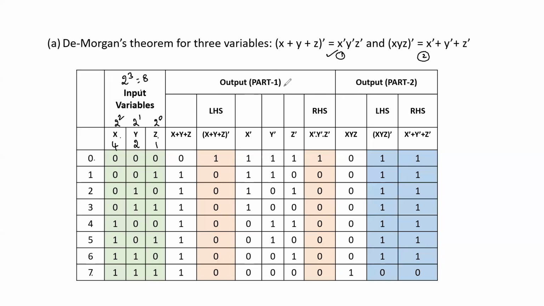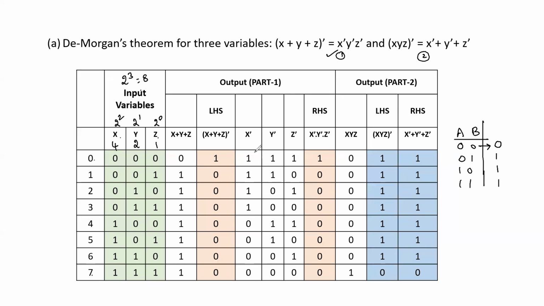For output part 1, take LHS. LHS is (x + y + z)'. So first we should find the x + y + z value. After that we should apply the complement. Therefore, x + y + z means ORing of x, y and z. OR gate operation is if any one of the inputs is 1, the output should be 1. A, B are 2 inputs: 0 0, 0 1, 1 0, 1 1. The OR operation says that when both inputs are 0, then only the output should be 0. For the remaining values, it should be 1.